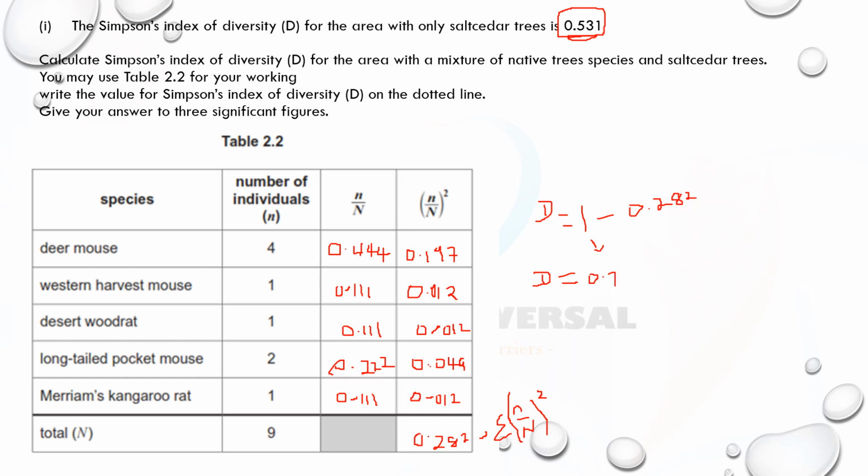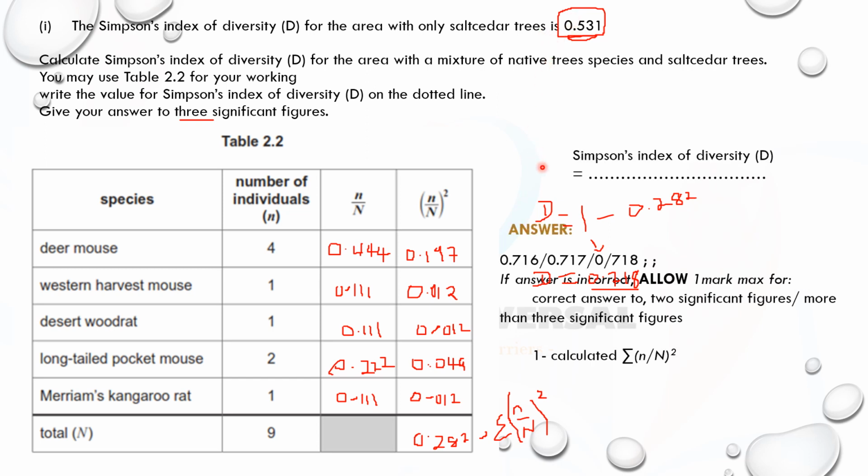They say we should calculate the answer to 3 significant figures. So 0.718, that is it. Can you see that this 0.718 is bigger than this? So this shows this has more biodiversity than this. But let's check the mark scheme here. They showed us how to do that. See what they got, 0.718.